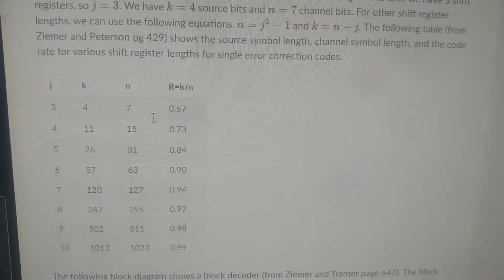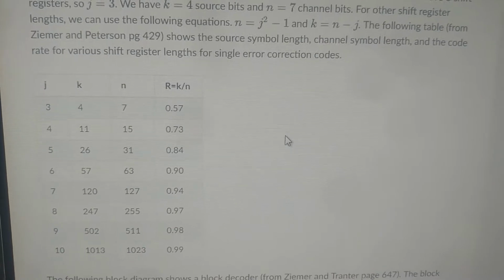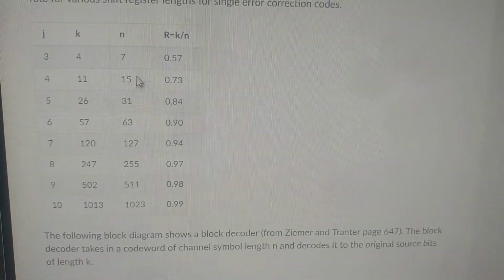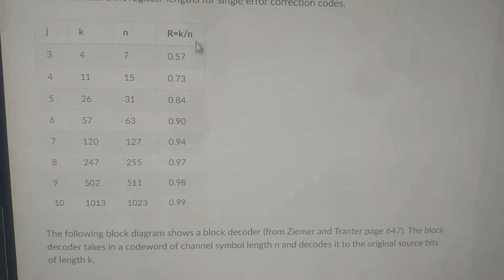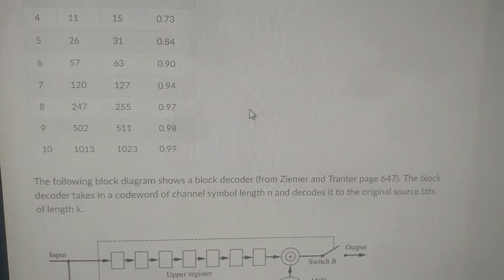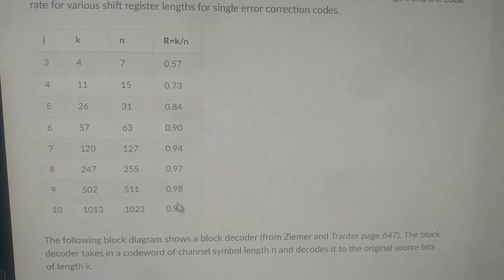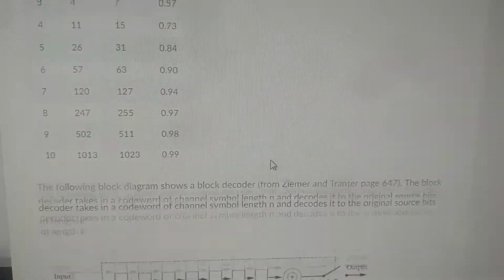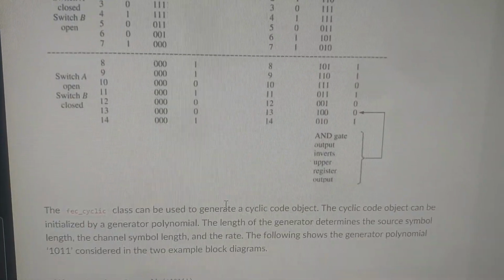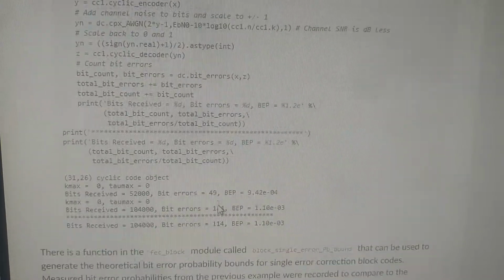So here code rate is k by n. N is the length of the block code. So as we can see, as length is increasing, rate is also increasing. And the same applies for Hamming code. We will not talk more about cyclic code. Let's move on to the Hamming code.